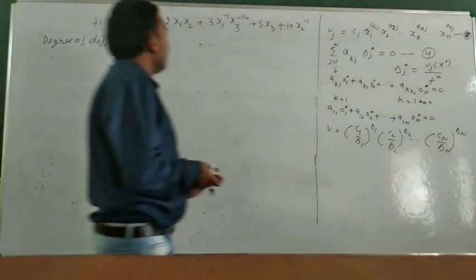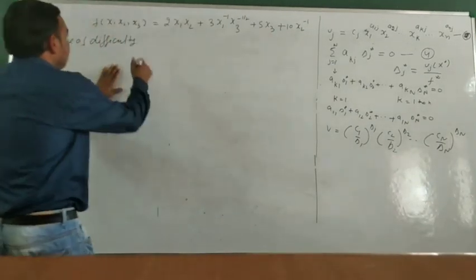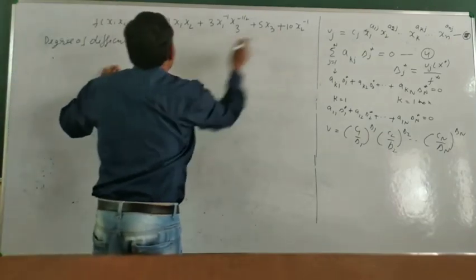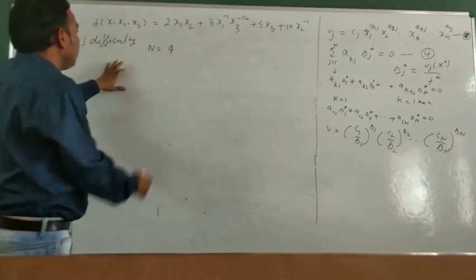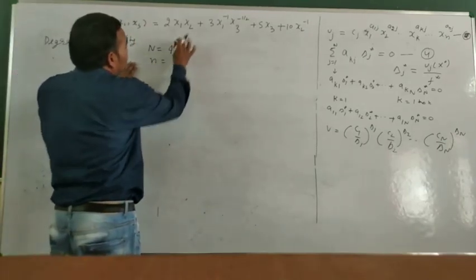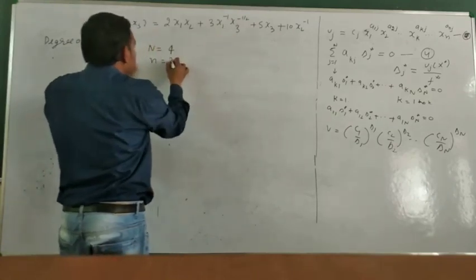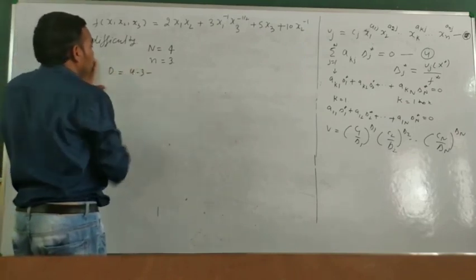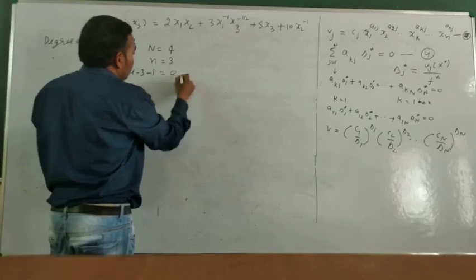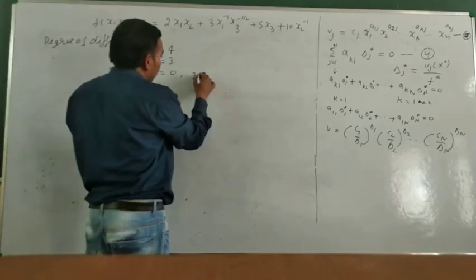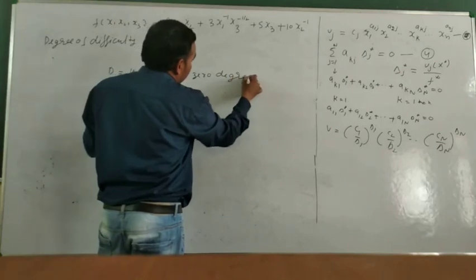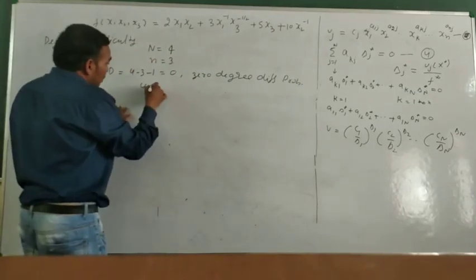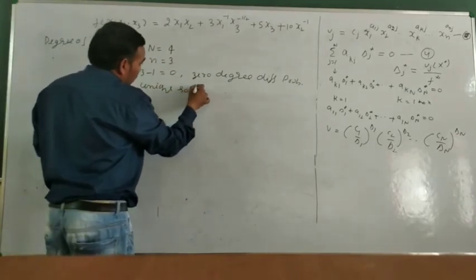So here we see the number of terms, n equal to 1, 2, 3, 4, and the number of variables, x1, x2, x3. So the degree of difficulty is 4 minus 3 minus 1, which equals 0. A zero degree of difficulty problem means we get a unique solution.